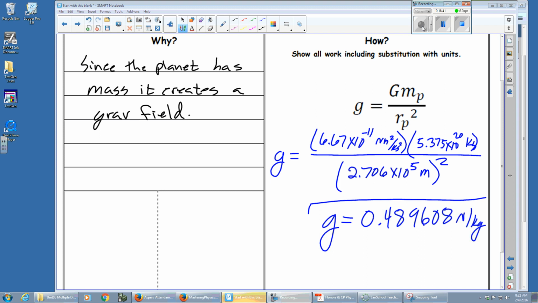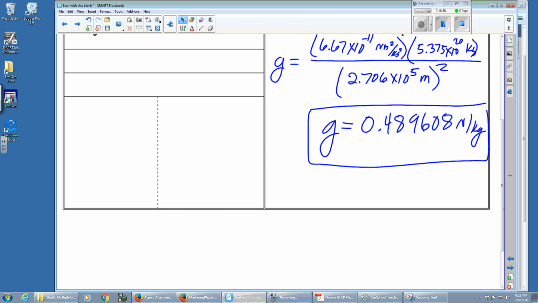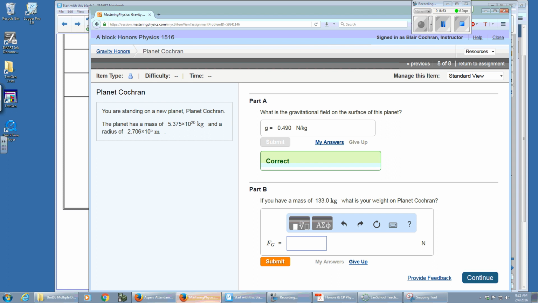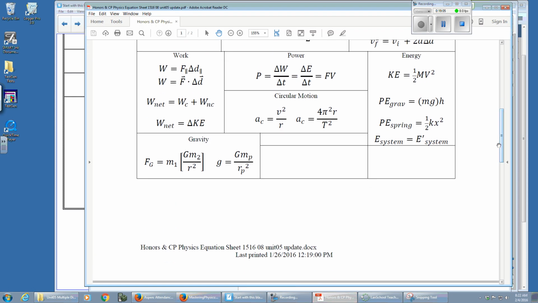I've been forgetting to box my answers this morning. That's part A. And then in part B, now that I've answered that, they want, if the mass is this, what's your weight on planet Cochran? Well, if we look back to our handy-dandy equation sheet, you should notice that within the brackets are the field, and then the weight is just the gravitational force. So it's just our answer from part A multiplied by the mass. Remember, in this little bracket is little g, what we've been using all along as the gravitational field strength.